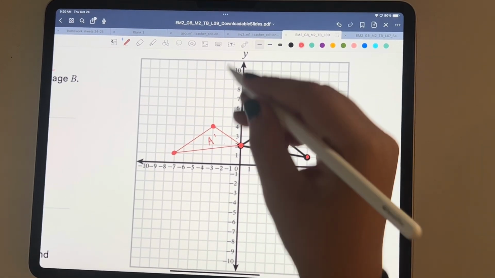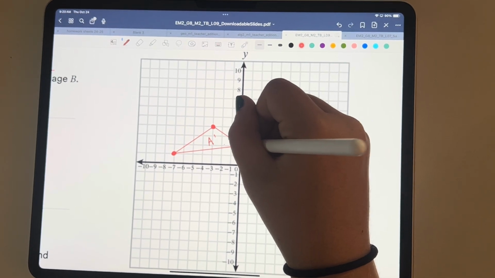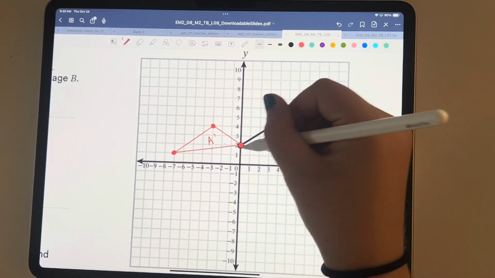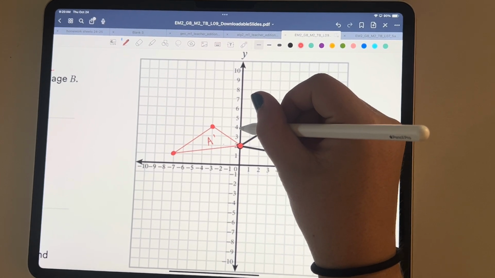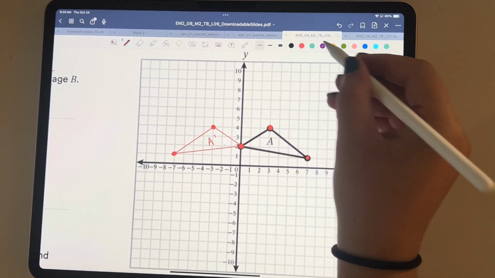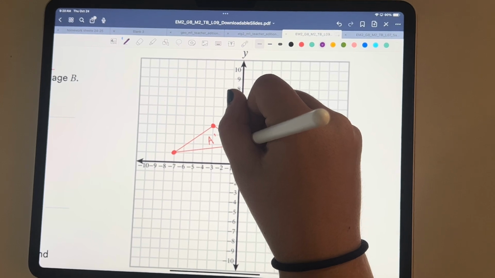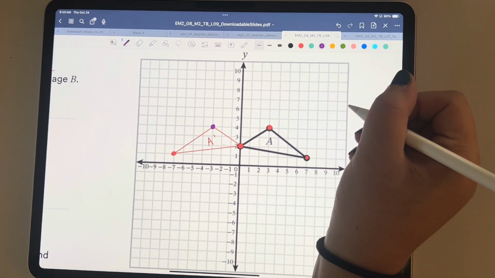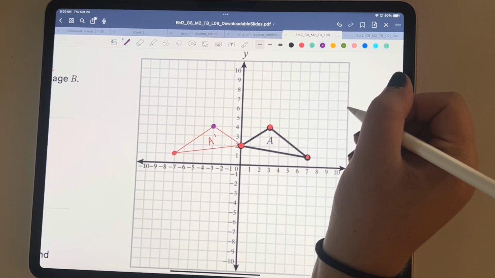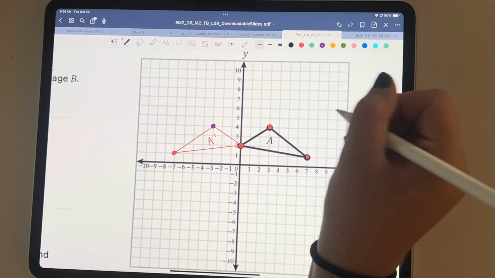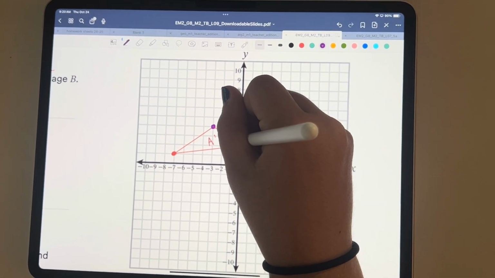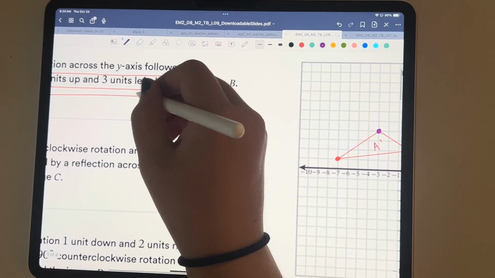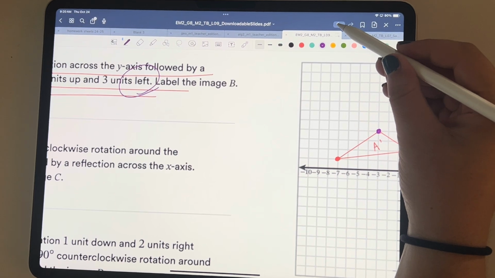Let's look at this first point that's on the y-axis. We're going to go 2 units up and 3 units to the left. I'll use a new color. It's actually going to be this point. We already did the reflection, so we went to the left. I might have said to the right, but it's supposed to be to the left.